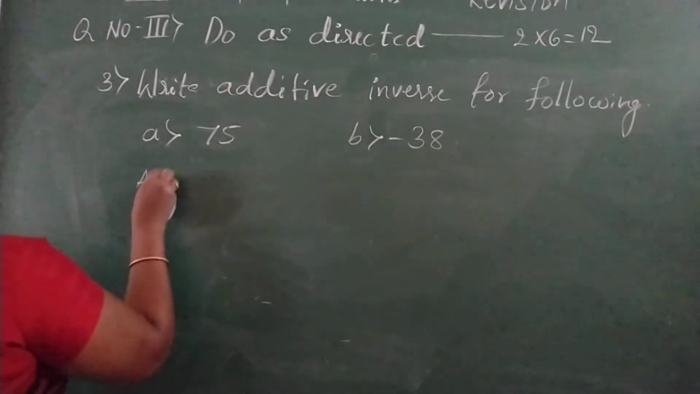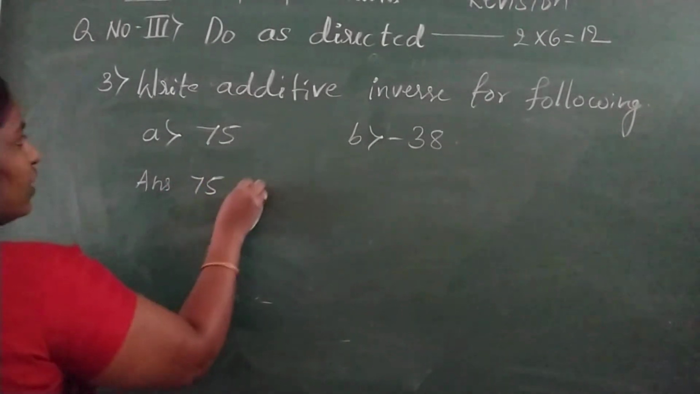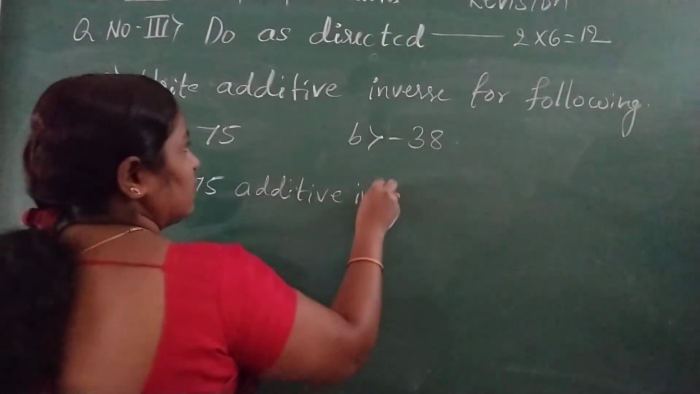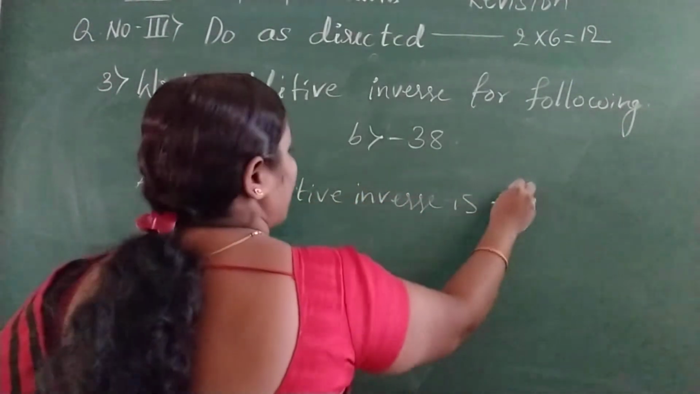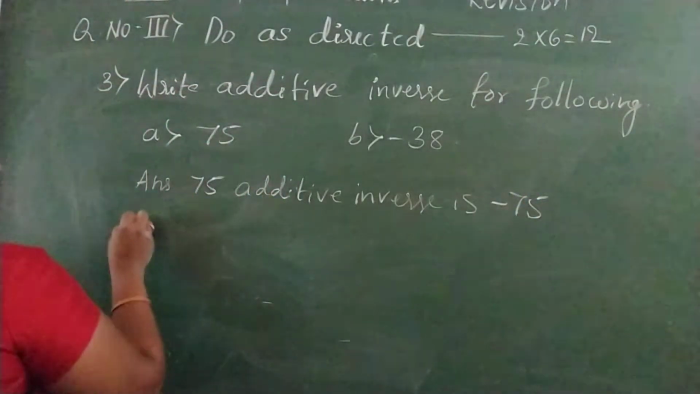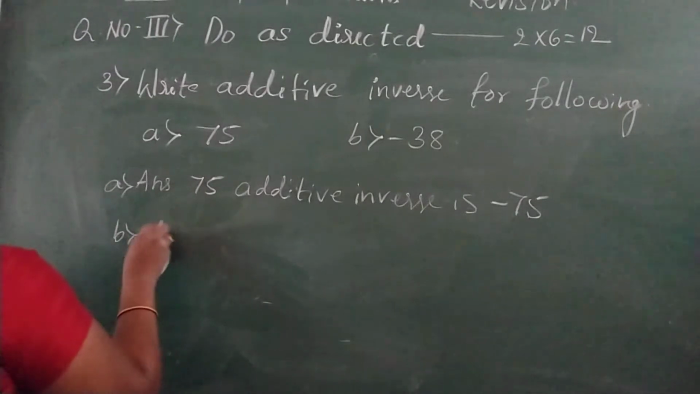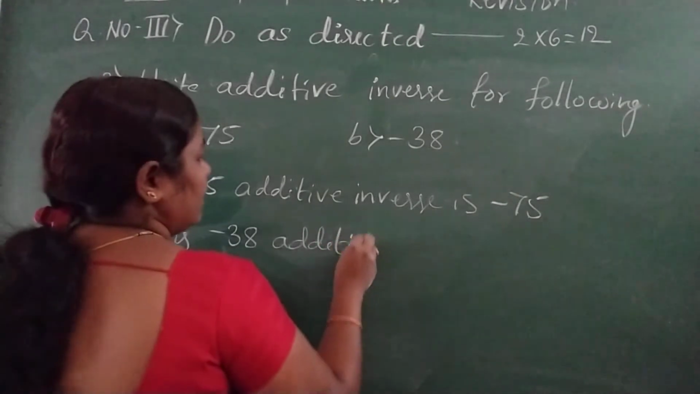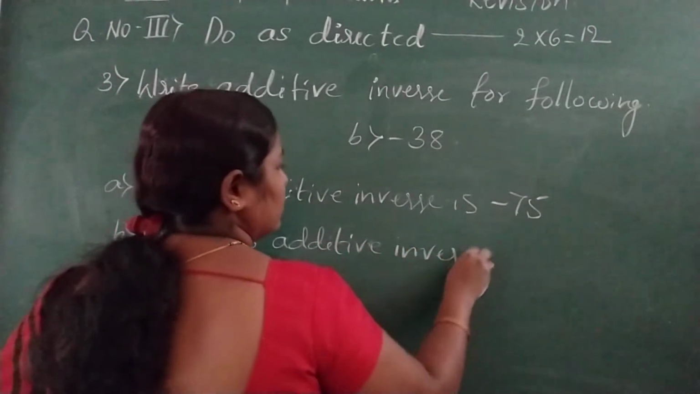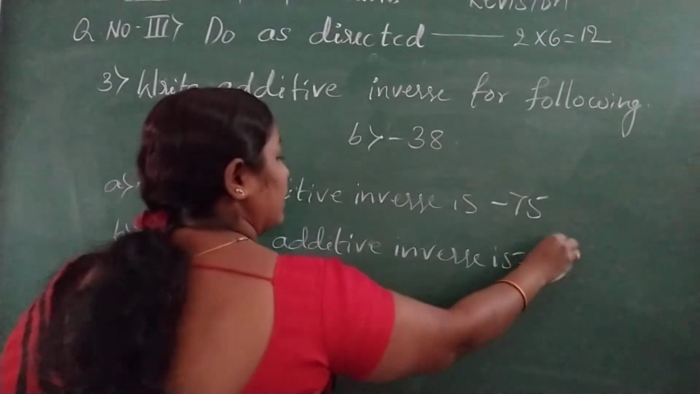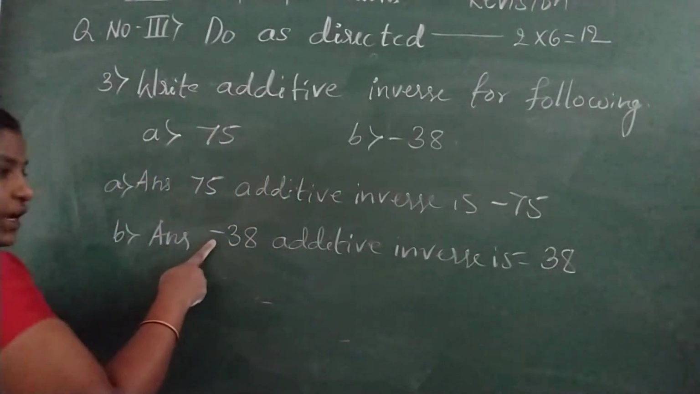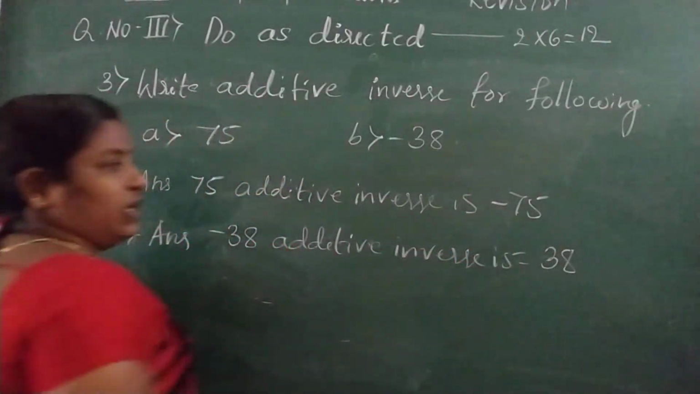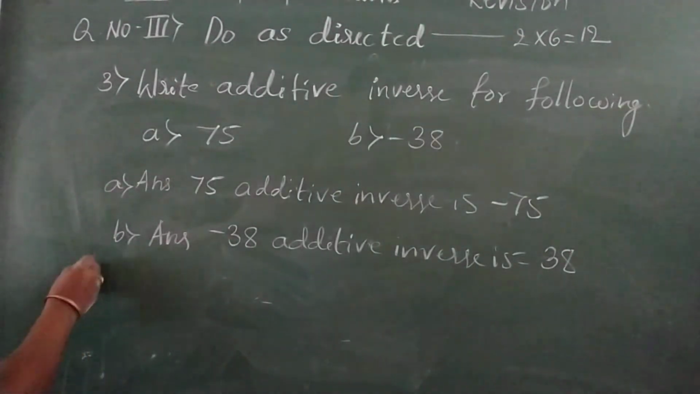Okay, answers. A, 75, additive inverse is minus 75. Then B, answer: minus 38, additive inverse is 38, because here it is negative, you should take the inverse as positive. If it is positive, the inverse will be negative. Okay, next.